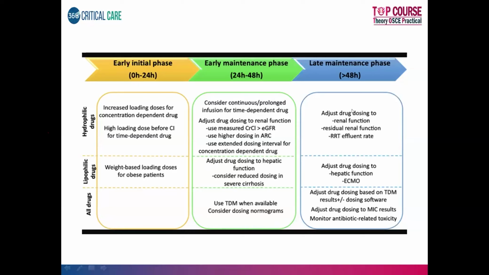Now, the late maintenance phase, which is more than 48 hours. Same for the hydrophilic drugs, you need to adjust the drug dosing according to your renal function. And if the patient is on CRRT, then try to adjust the dose according to your effluent rate. For the lipophilic drugs, it is the same. Adjust for the hepatic function, and if the patient is on ECMO, then you need to adjust the doses accordingly. So this is nothing but this one.